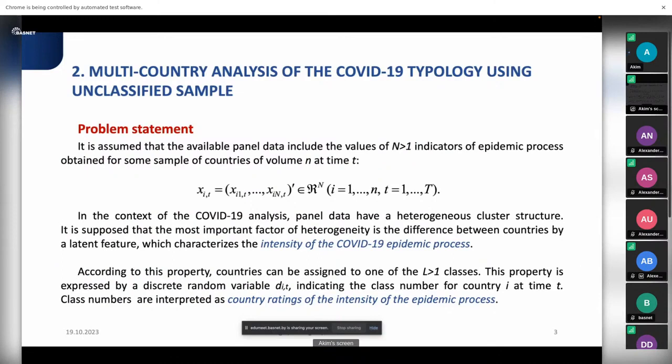So what is the problem statement? We have data that is represented as panel data. It can be represented like many-dimensional time series. In the context of COVID-19 analysis, panel data have a heterogeneous cluster structure. It is supposed that the most important factor of heterogeneity is the difference between countries by a latent feature, clusterized and characterized by the intensity of the COVID-19 epidemic process.